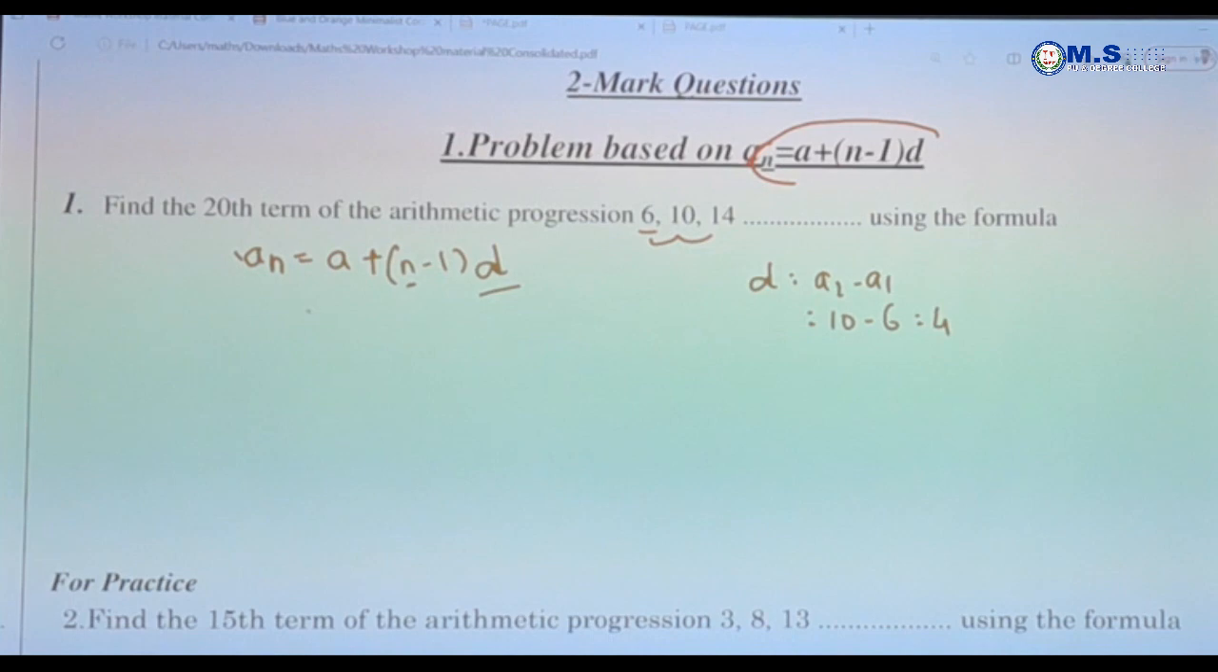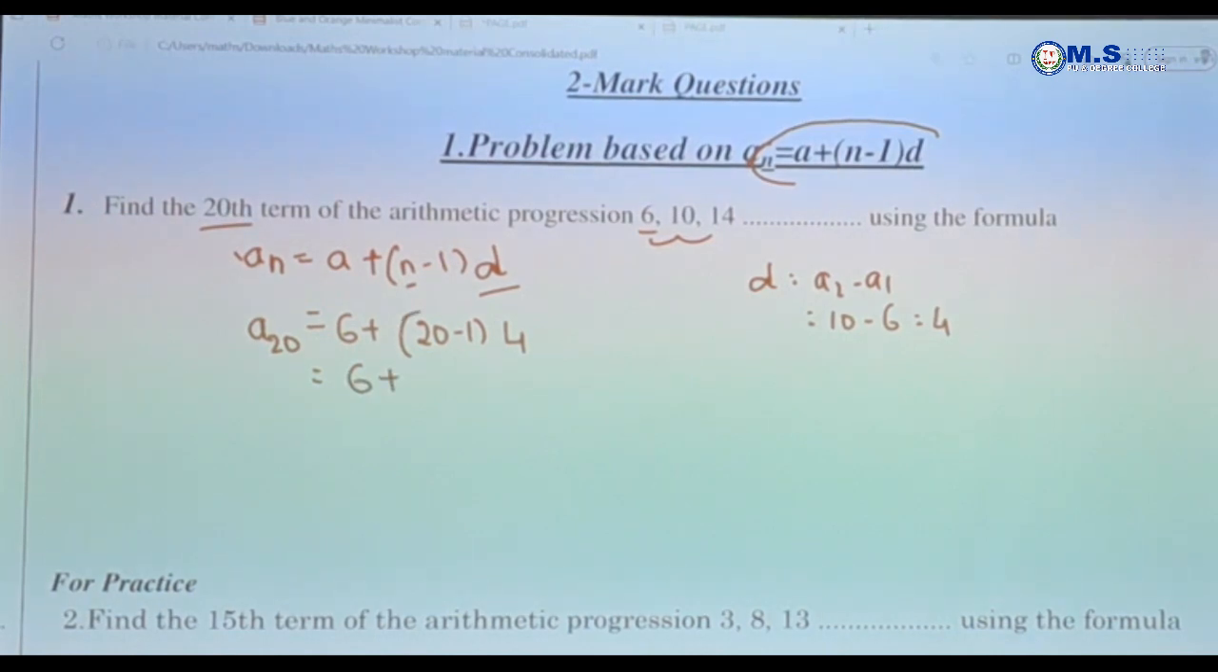So now in the question, what are they asking? 20ನೇ ಜಾಗದಲ್ಲಿ, in this series, as the series grows, there is some number at the 20th place. What is that number they are asking? So we have to find that a20 number. a20 ಅಲ್ಲಿ number ಯಾವುದು ಅಂತ ಹುಡುಕಬೇಕು. So what is a here? 6. What is n? 20 minus 1. And what is d? 4.